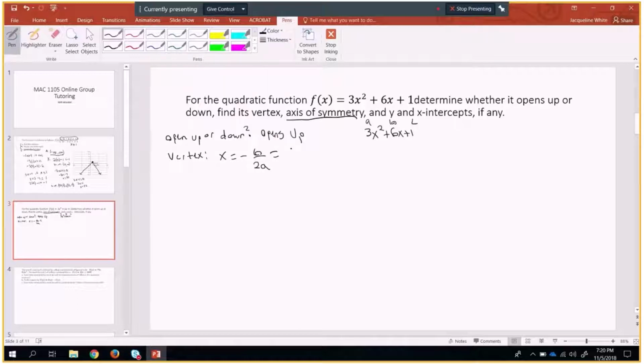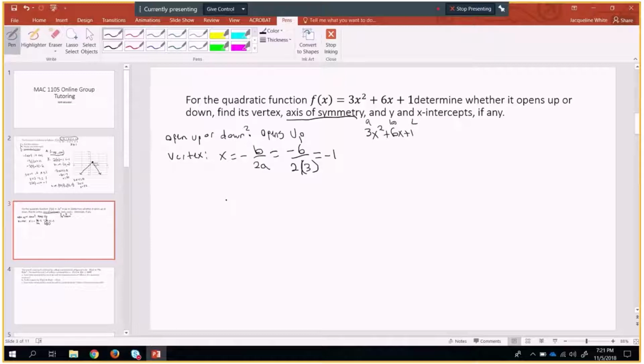So b is negative 6, over 2 times a, and a is 3, which is equal to negative 1, and that's our axis of symmetry, or the x-coordinate of our vertex.